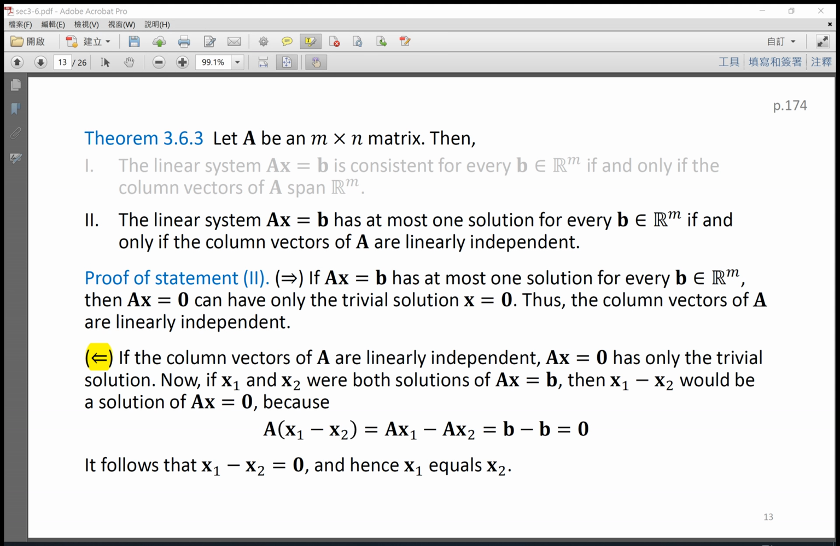Next, we prove the if part. The if part assumes that the column vectors of A are linearly independent, and our goal is to show that the linear equation has at most one solution for every b in Rm. We know that the column vectors of A being linearly independent implies that Ax equals 0 has only the trivial solution. Later, we will use this condition. Now suppose x1 and x2 were both solutions to Ax equals b. We will show that x1 must equal x2.